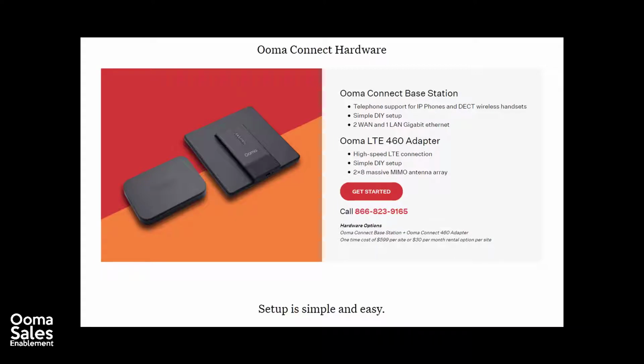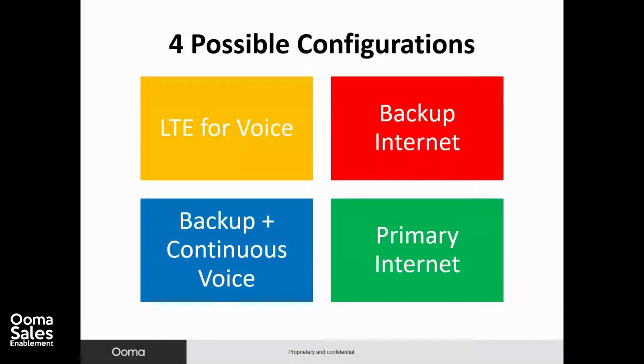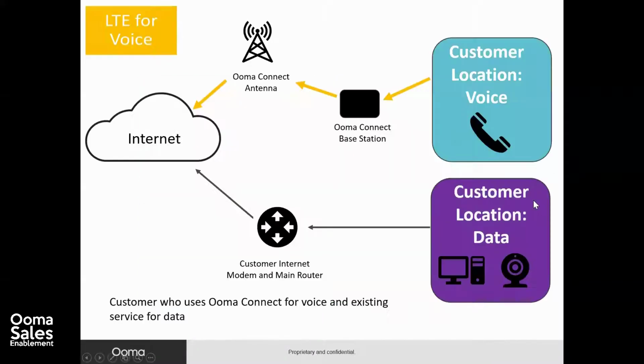Today we're going to talk a little bit more about Ooma Connect. Specifically, we're going to look at the 4 different configuration options and why a customer may choose one over the other one. So the 4 options are LTE for voice, backup internet, backup plus continuous voice, and primary internet. All right, so let's dig into them.